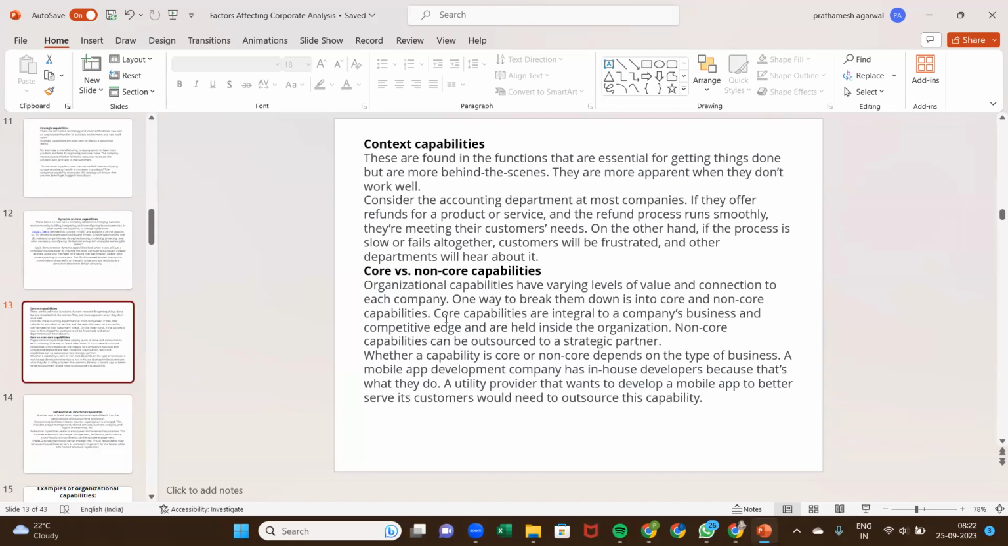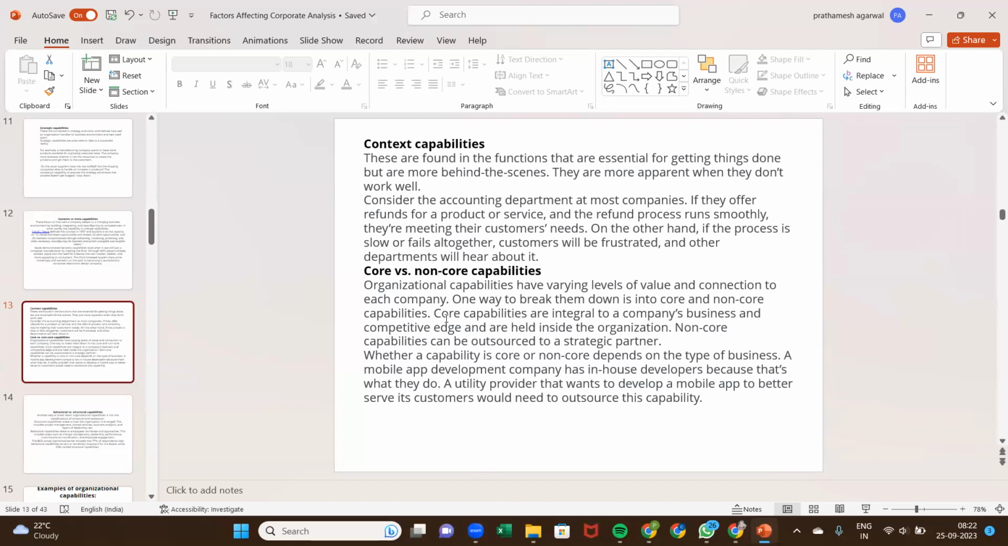These are found in the functions that are essential for getting things done, but are more behind the scenes. They are more apparent when they don't work well. When they don't work well, then only we can see them.